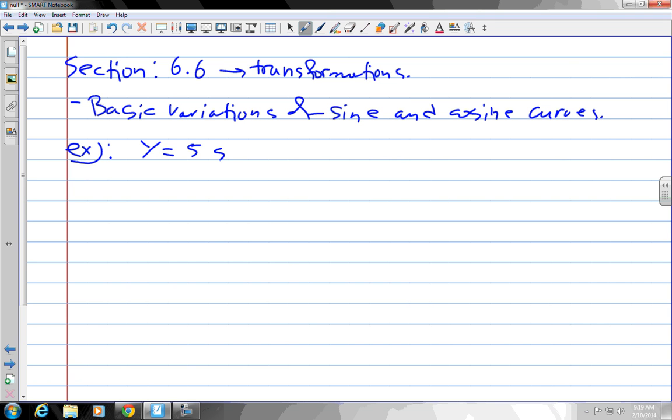Let's say y equals 5 sine of half x, or y equals negative 3 cosine of 1/2 x minus 3, or just like y equals 2 sine of 4x plus 2. So let's just talk about this. In the first example, we do know the shape of the sine curve. We do know what that looks like, right?